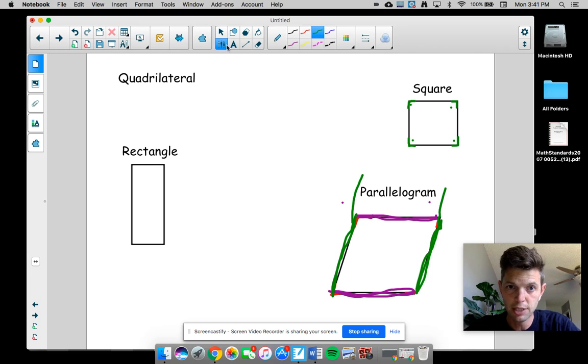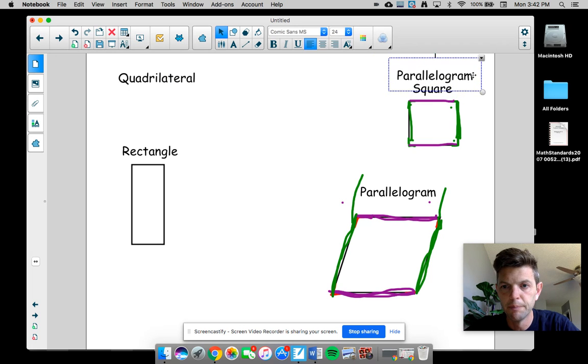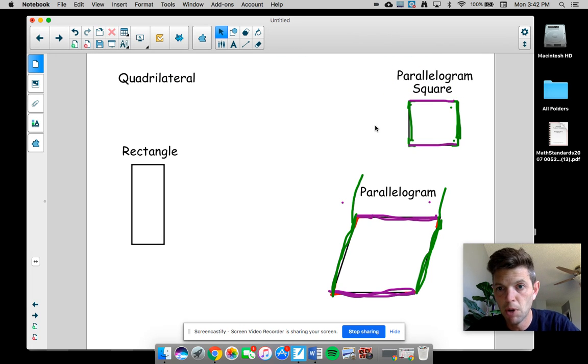Now, if we go back to our square here, the top and bottom are parallel. The sides are also parallel. So this is a square and a parallelogram. Okay? It's now both. Okay? It's actually now three things. It's a quadrilateral, it's a parallelogram, and it's a square.